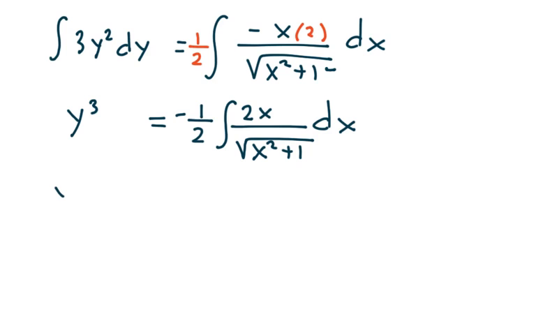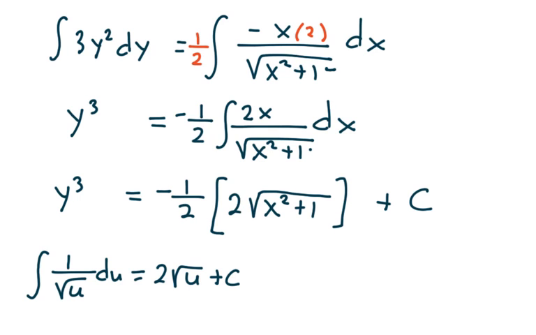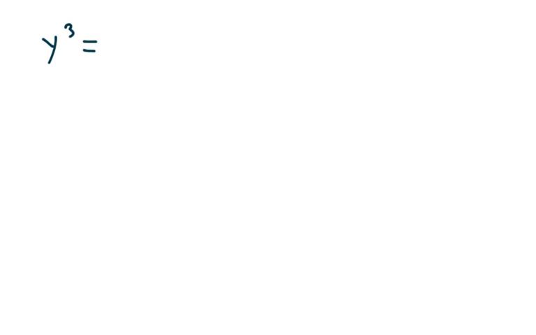So see if we can track here. Y cubed is going to be negative a half. Now, in my mind, I'm integrating 1 over the square root of u du, because notice how the derivative of x squared plus 1 is 2x, exactly 2x. And I already know that that's 2 square root of u plus c. But u was x squared plus 1. Okay, so I'm going to write negative a half times 2 square root of x squared plus 1 plus c. But the 2's cancel. And so y cubed is negative the square root of x squared plus 1 plus c.